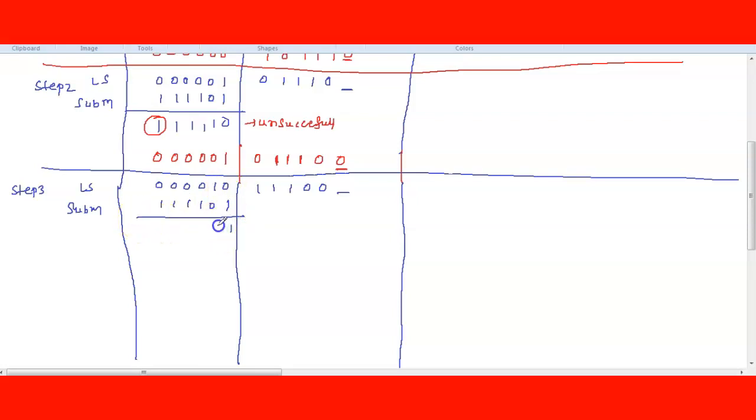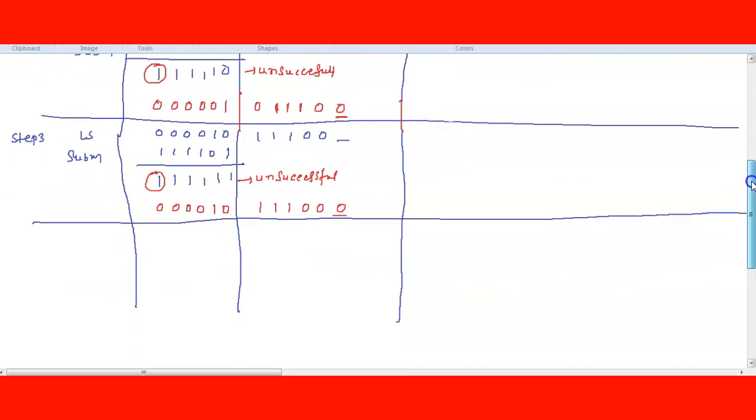So this value is 1 1 1 1 1 1. Again this MSB is 1 here, so this value is negative, and this step is unsuccessful. So restoration has to be performed. We'll get 0 0 0 0 1 0 and 1 1 1 0 0. This bit will be 0 because we got it unsuccessful, so the quotient bit will be 0. Till here step 3 is over.